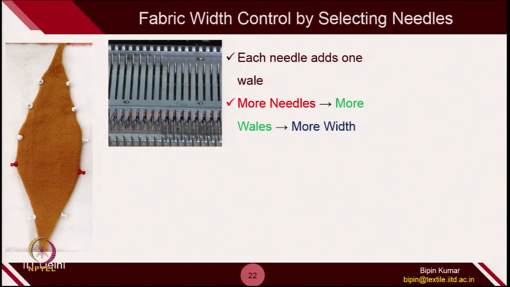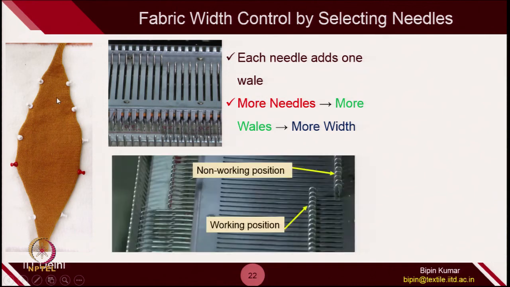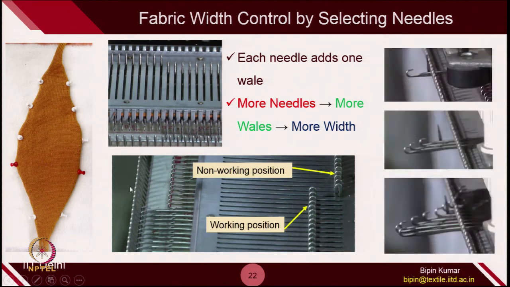So while running one particular fabric on the machine, you can increase or decrease the needles that are operating or engaging with the cam jacket. I showed you two positions of the needle, so non-working position and working position. The non-working position remains idle because the butt does not engage with the cam jacket, but in the working position, the butt engages with the cam jacket. So at any time you can push this butt downward and upward depending on what type of design you want to create.